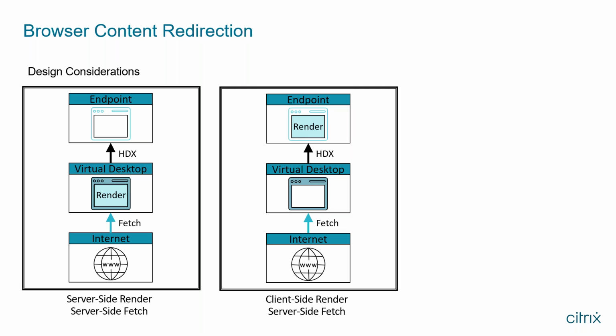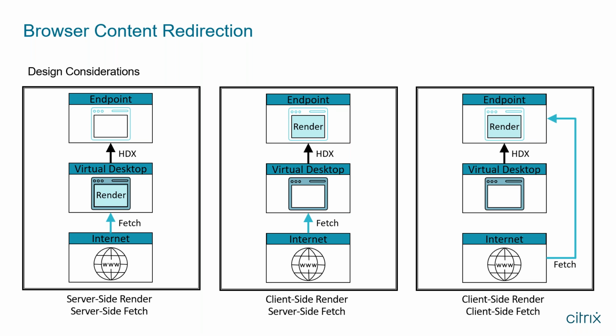So what does this mean? The VDA still catches the website from the internet and forwards it in HTTP to the endpoint. So the endpoint is now the point where the data traffic is rendered. And the other option is client-side render, client-side fetch. So in this case, the virtual desktop tells the endpoint using HTTP only, okay, this is the website the user wants to see, and the endpoint directly fetches the website from the internet and displays it.